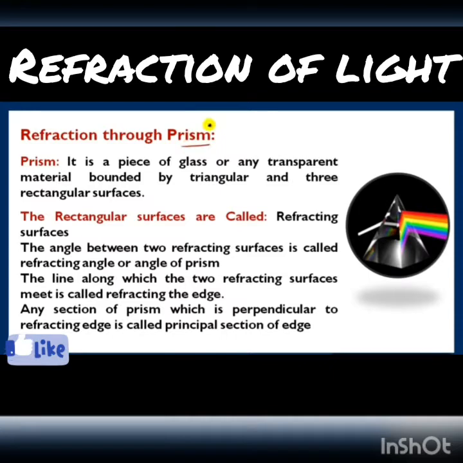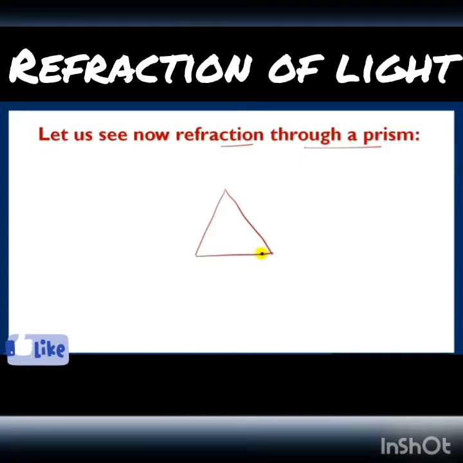Any section of prism which is perpendicular to the refracting edge is called the principal section of the prism. Now let us see refraction through a prism.